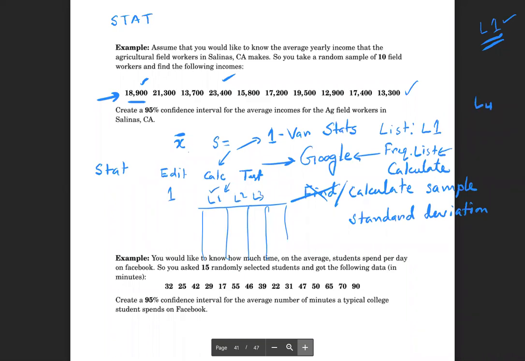So to select L1, hit the second button, which is the shift, right? And then press number 1. Second and press 1 gives you L1. Second and 2 gives you L2. Second and 3, L3. Second and 4, L4. Second and 5, L5. Second and 6, L6. Second and 7, L7. Second and 8, L8, L9, and L10.